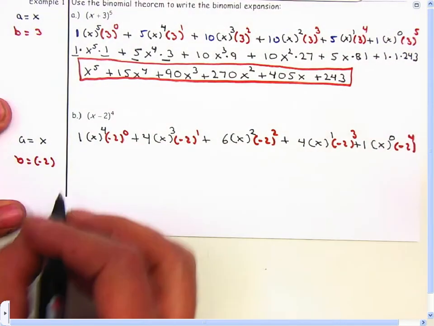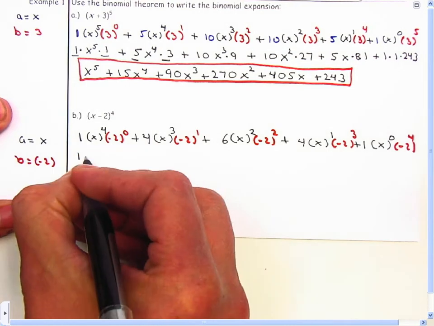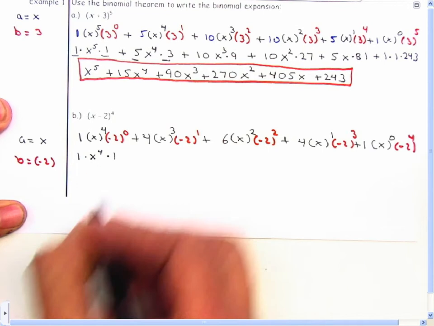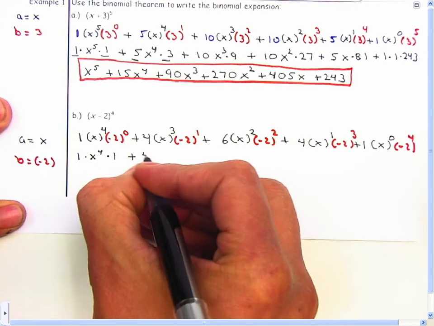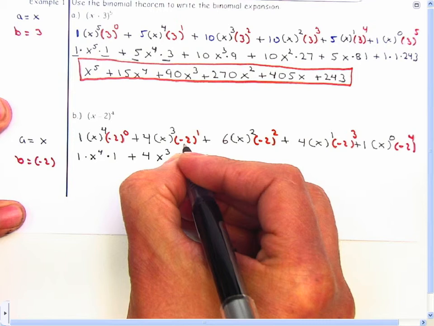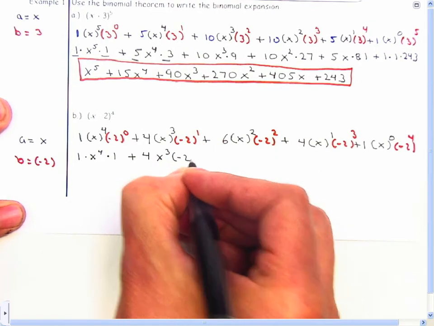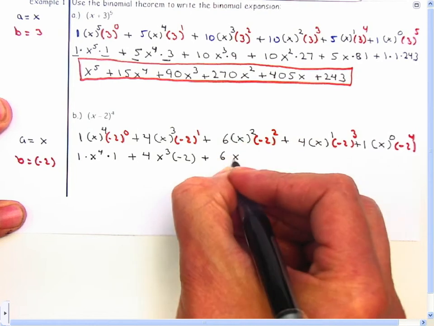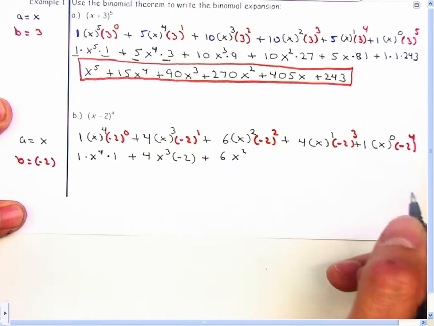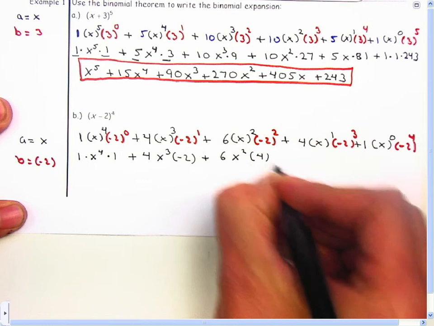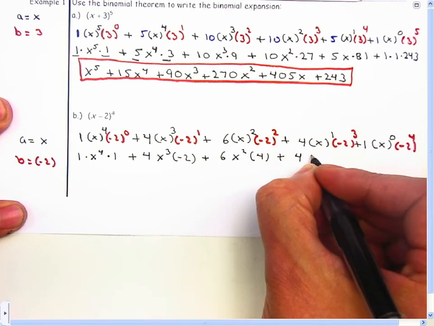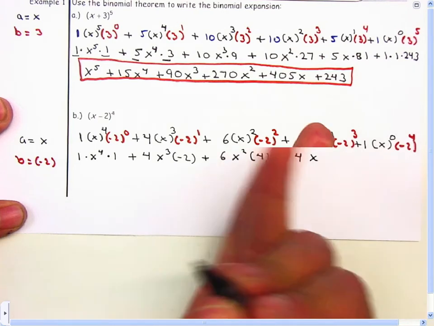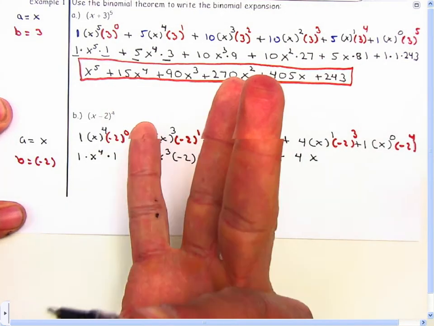And now we are going to simplify. We have a 1, x to the 4th is just x to the 4th. Anything to the 0 power is equal to 1, plus 4, x to the 3rd, -2 to the 1st power is just -2, plus 6, x to the 2nd power. -2 squared is -2 times -2, which is +4, plus 4. x to the 1 is just x. -2 to the 3rd power is -2 times -2, which is +4, times -2, it's -8.